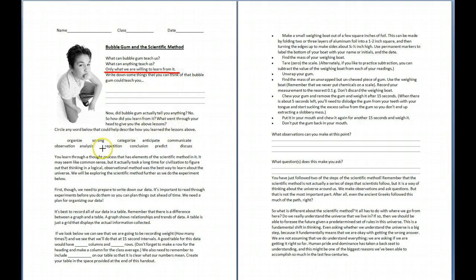So what you're going to do is you're first going to start thinking of some things that you might be able to learn from bubblegum, and you're going to take a moment and fill in some of those things there, and you can pause the video and then come back to see what we say.